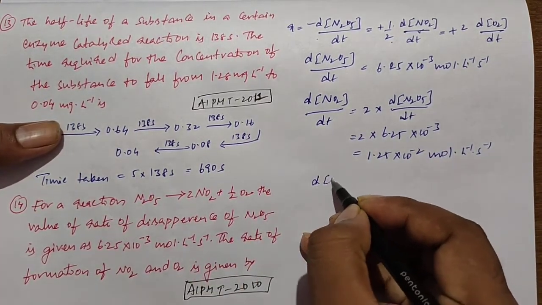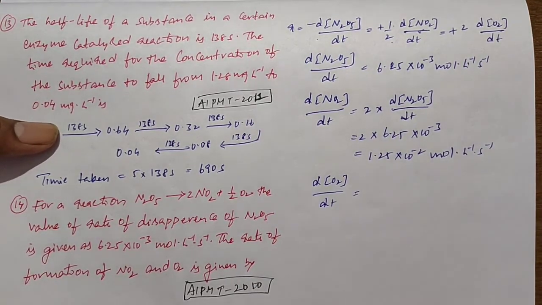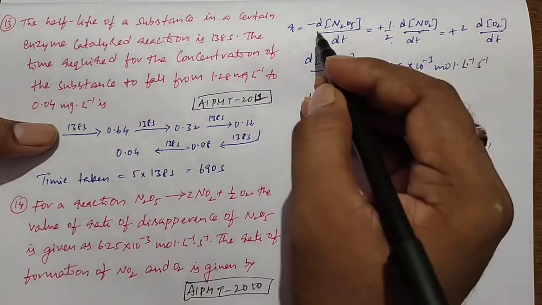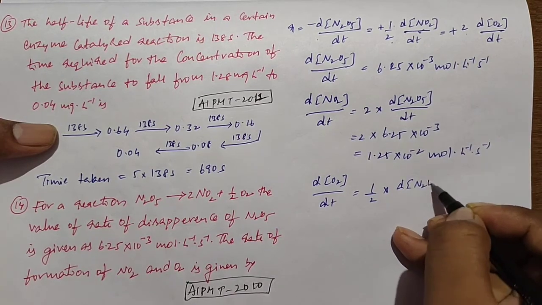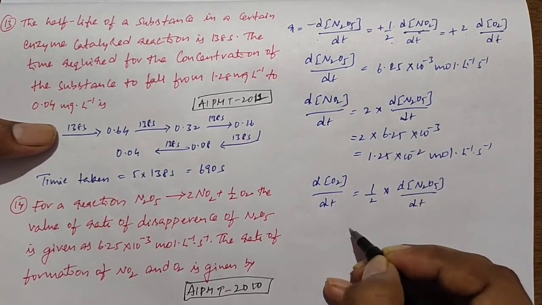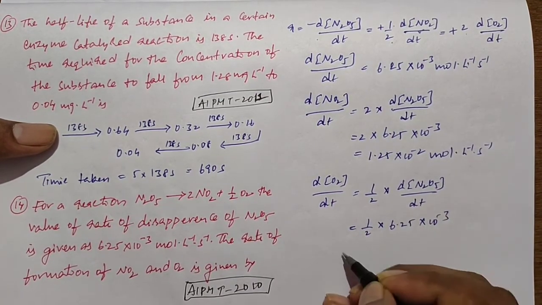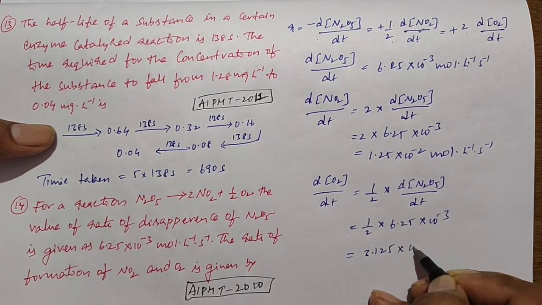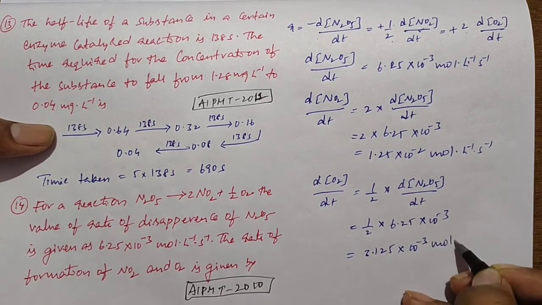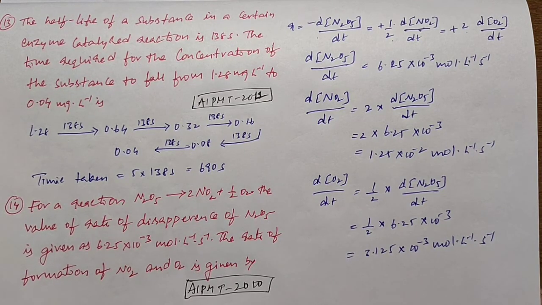Similarly we can find the rate of appearance of O2. So d[O2] by dt, the rate of formation of oxygen, is equal to, sending 2 to this side, we get 1 by 2 into d[N2O5] by dt. So then 1 by 2 into 6.25 into 10 power minus 3, we get 3.125 into 10 power minus 3 mole liter inverse second inverse. So like this we can find the rate of disappearance or appearance by using this method.